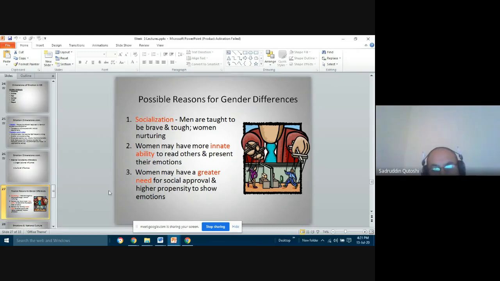So women may have a greater need for social approval and a higher propensity to show emotions. So you can see, if women have innate abilities to read others' emotions and present their own emotions, they have a greater need for social approval and a higher propensity to show their emotions. That's how you can understand with the lens of gender.